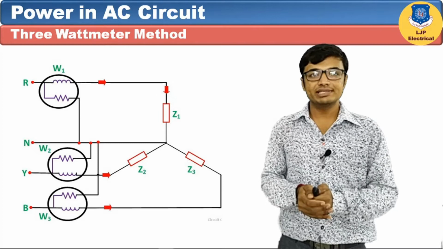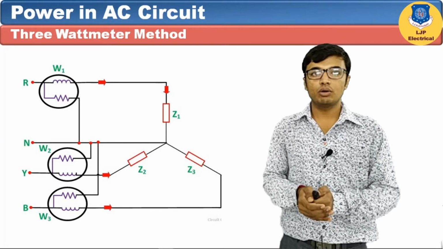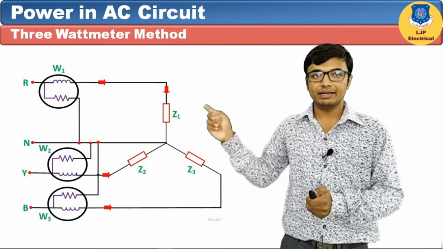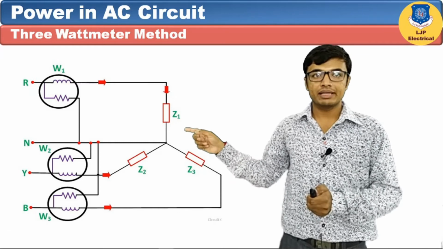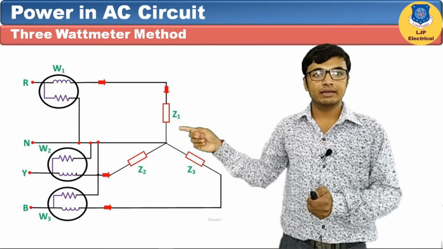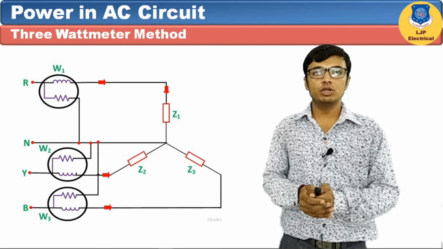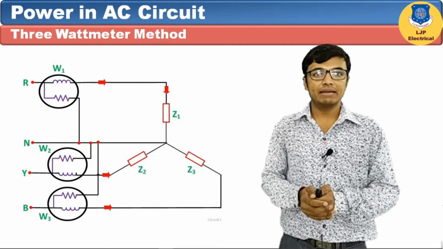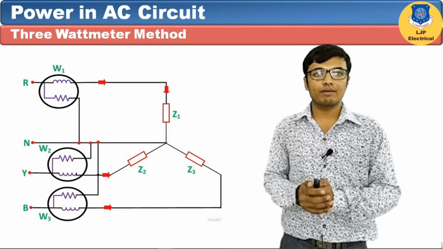And second is potential coil. We have connected the potential coil across the load terminal. That is, we have connected the potential coil between R phase and the neutral wire, Y phase and the neutral wire, and the B phase and the neutral wire. To measure total power, we have to add W1, W2 and W3. So this is how we can measure total power in a 3-phase 4-wire system.